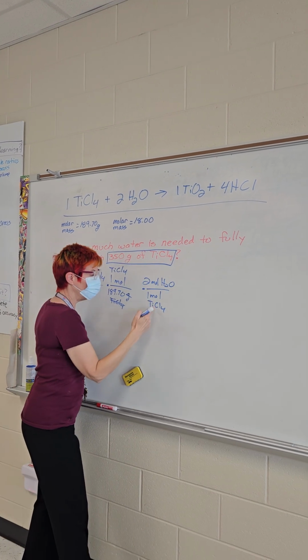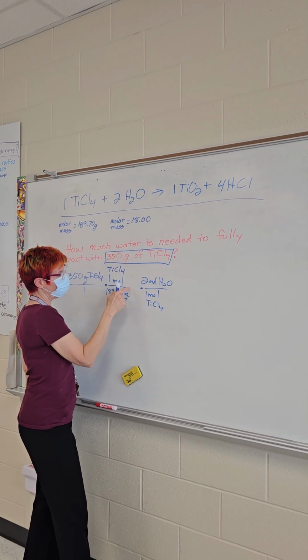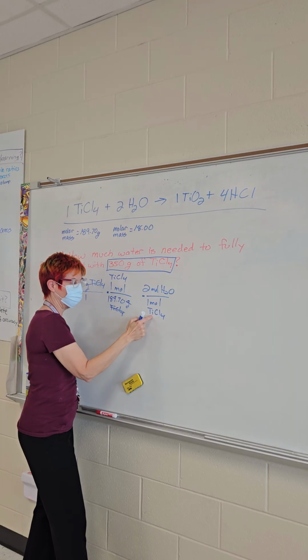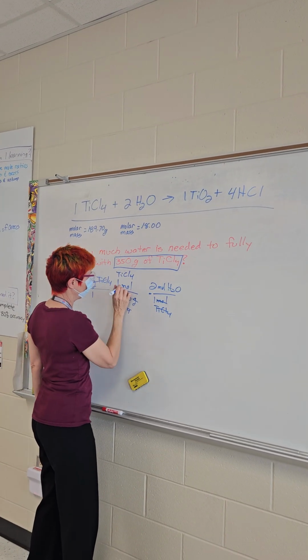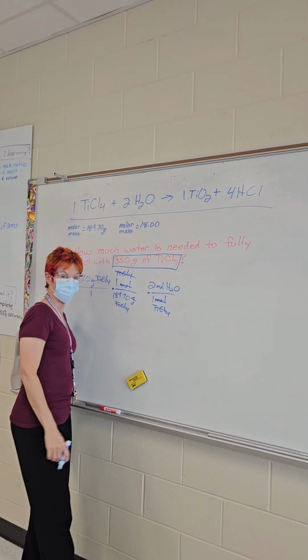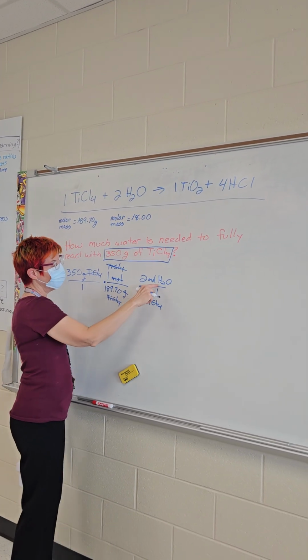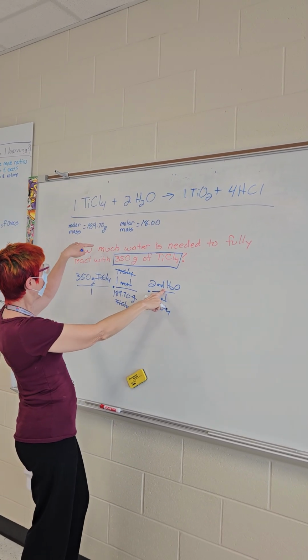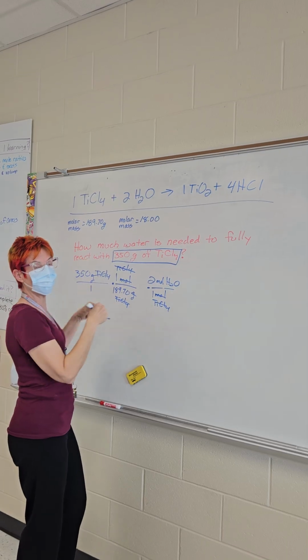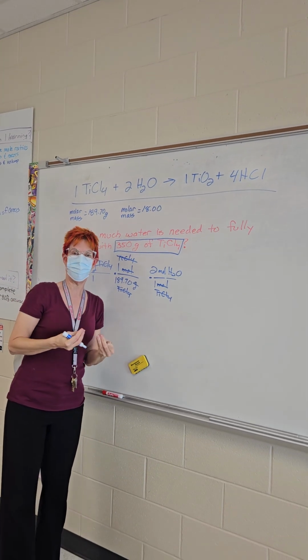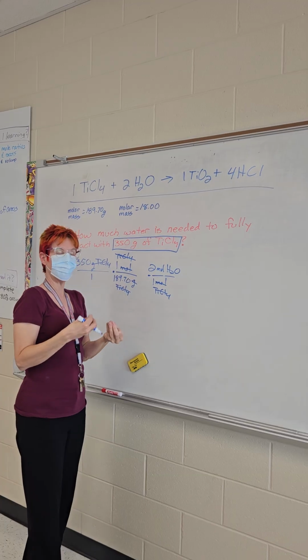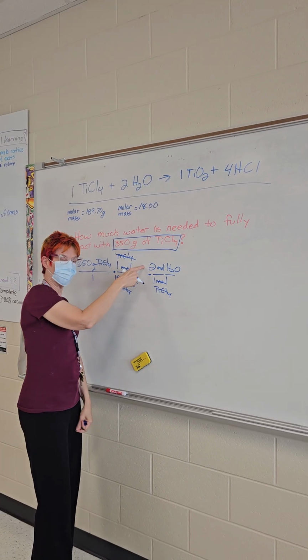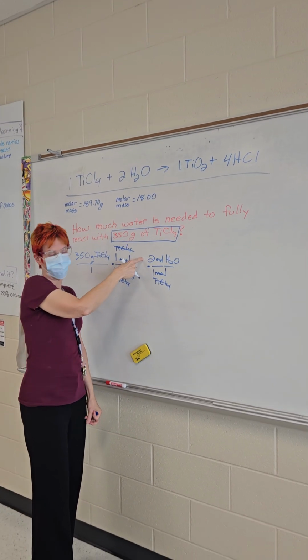Now I'm going to use my mole ratio, which tells me that for every 1 mole of titanium chloride, I need double the number of moles of water. So I've now canceled out moles of titanium chloride. So now I have moles of water, but if I'm trying to actually perform this reaction, I can't just go grab 2 moles of water. I have to use the mass to figure out when I have 2 moles of water.